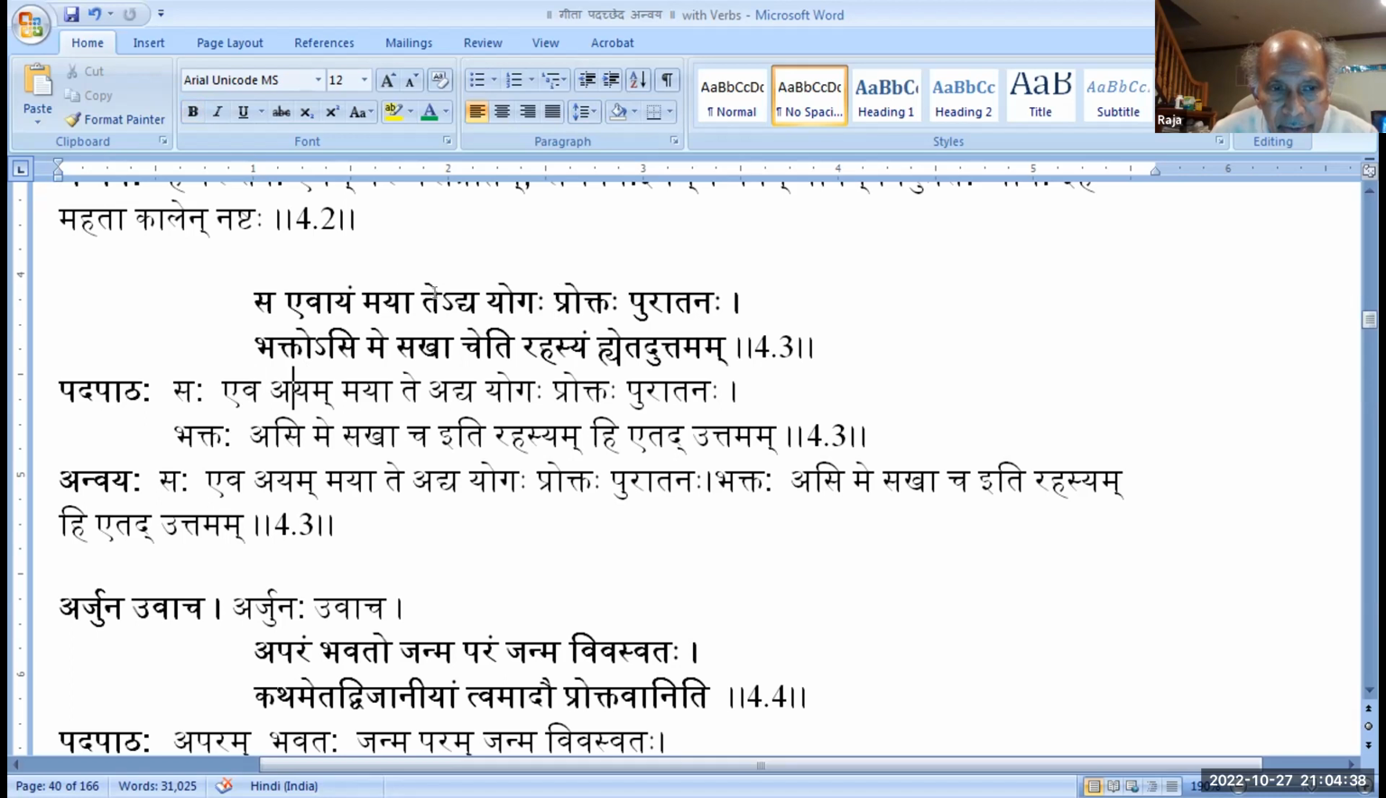Maya te: the long a is followed by takara, which is a consonant, so there is no sandhi there. Te adya. Adya is today. Te, unto you. Maya, by me. Proktaha.